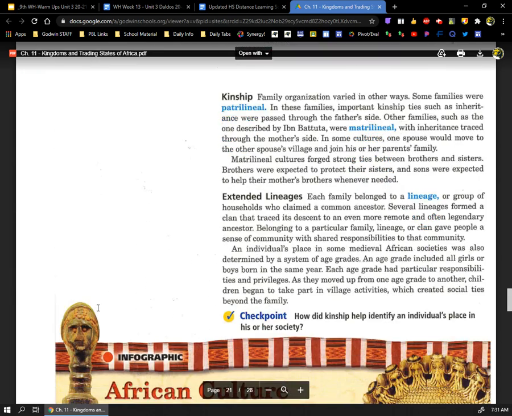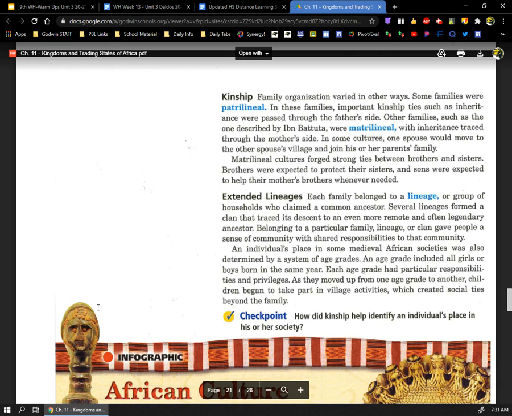Kinship. Family organization varied in other ways. Some families were patrilineal. In these families, important kinship ties, such as inheritance, were passed through the father's side. Other families, such as ones described by Ibn Battuta, were matrilineal, with inheritance traced through the mother's side. In some cultures, one spouse would move to the other spouse's village and join his or her parents' family. Matrilineal cultures forged strong ties between brothers and sisters. Brothers were expected to protect their sisters, and sons were expected to help their brothers whenever needed.